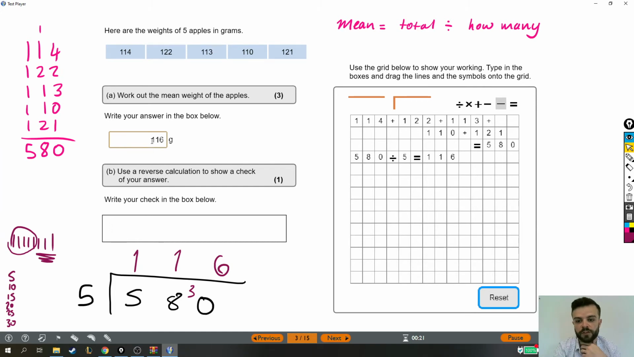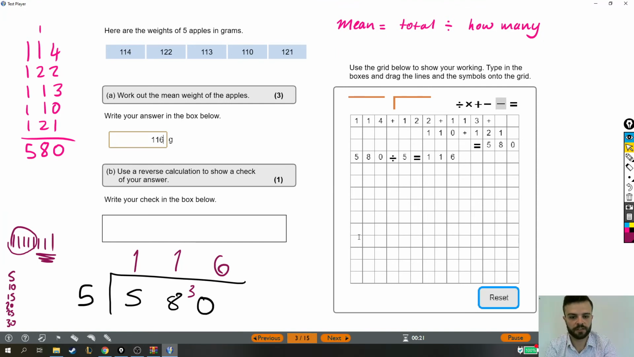Now part B says use a reverse calculation to show a check of your answer. We've done two things. We added up all those numbers and then we divided by 5. The first calculation, where we added up all those numbers, isn't very good for doing a check because there's so many steps in that calculation. We added 5 things together. But the second thing we did, where we divided by 5, that's good for showing a check because it's just one step. We divided by 5, so this time we do the reverse.